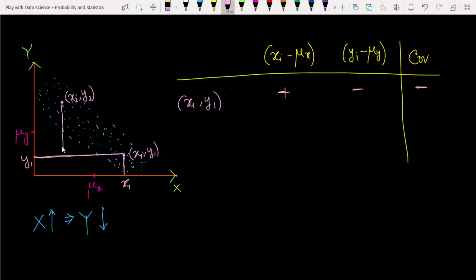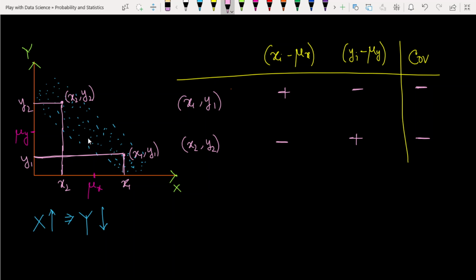Suppose we take another point from here, x2, y2, somewhere here, so here is our x2 value and here is our y2 value. For the point x2, y2, x2 is less than mu of x, so if you calculate x2 minus mu of x, this value will be negative, but y2 is larger than mu of y, so that value will be positive. If you multiply these two and calculate the covariance, this value will be negative as well.